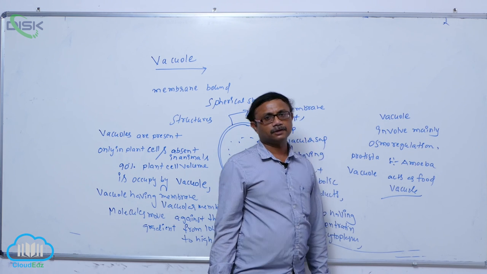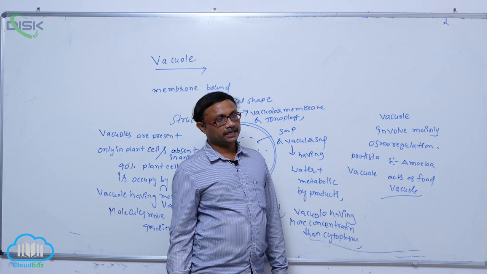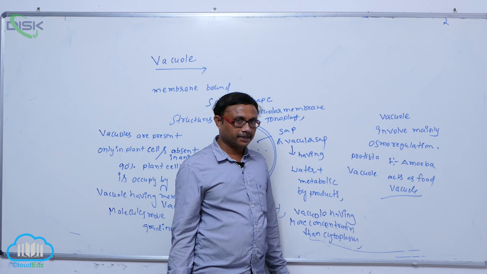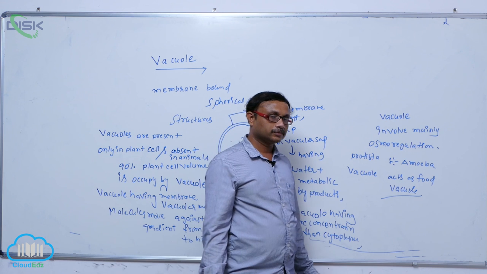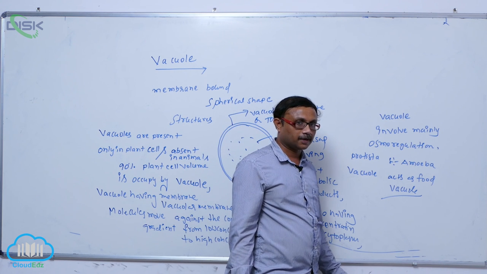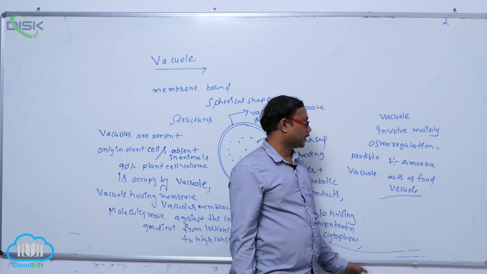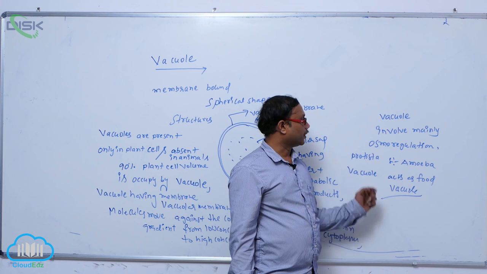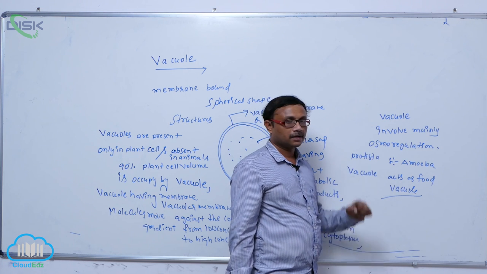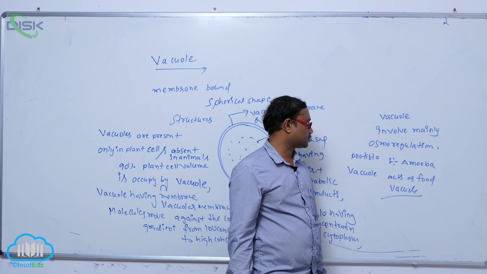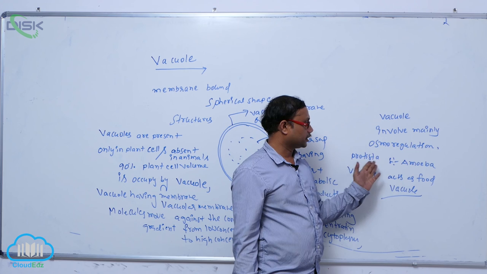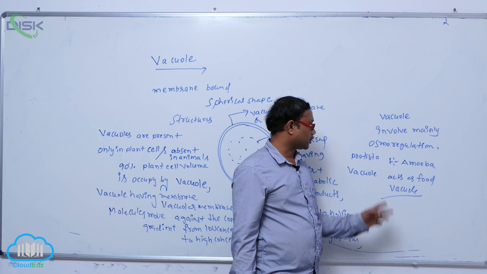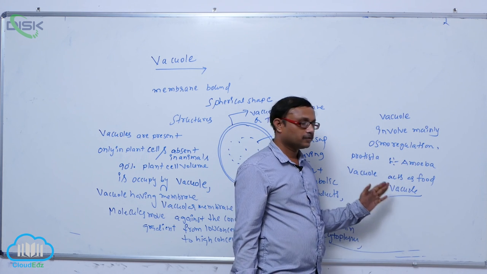The vacuole has some pigments, known as anthocyanin pigments. Due to the presence of anthocyanin pigments, it gives colors to the parts of the plant body, for example, beetroot. Vacuoles are involved mainly in the osmoregulation process. For example, in the protista amoeba, the vacuole acts as a food vacuole.